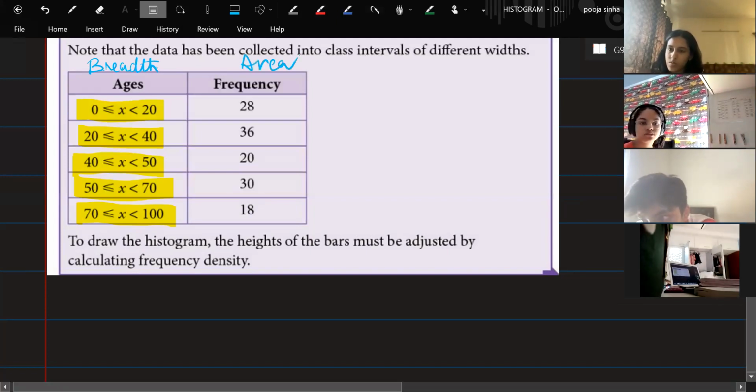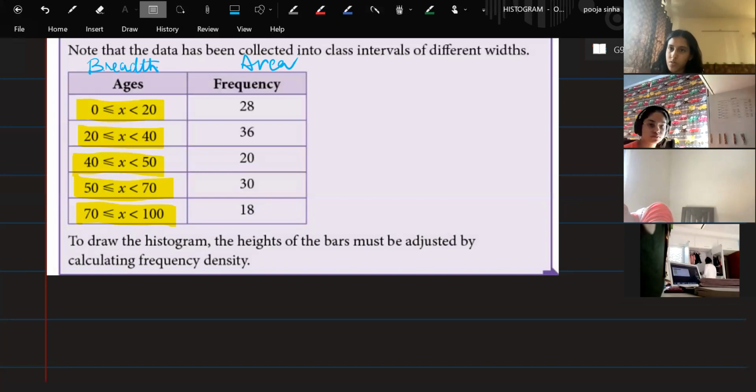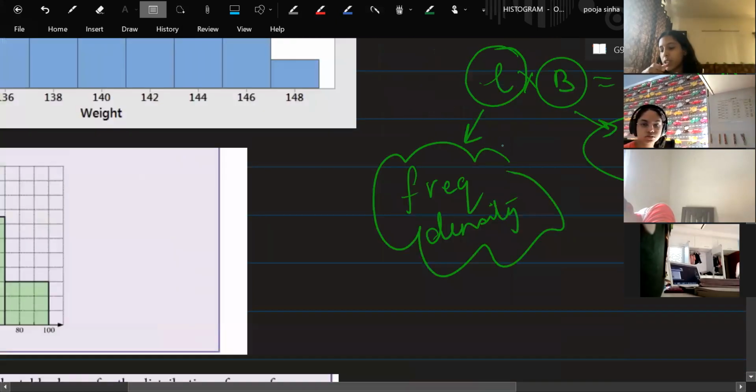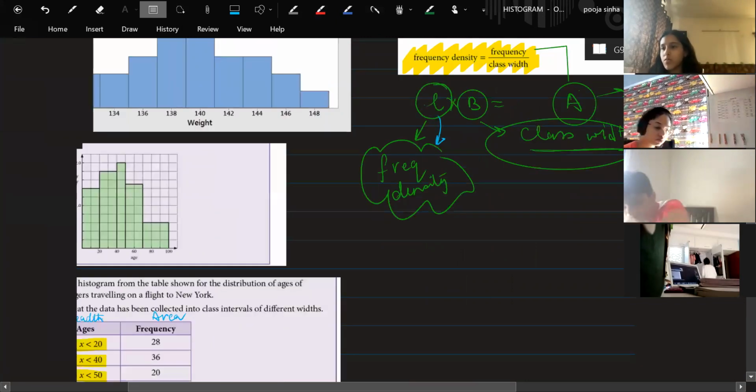So what do we have to calculate? What is missing here? What data is missing here? The length. And what was the length? What does length represent? Frequency density. So we are going to calculate frequency density for all of these. Is it clear so far? What are we supposed to do in these questions?